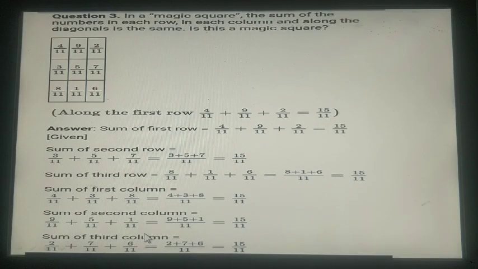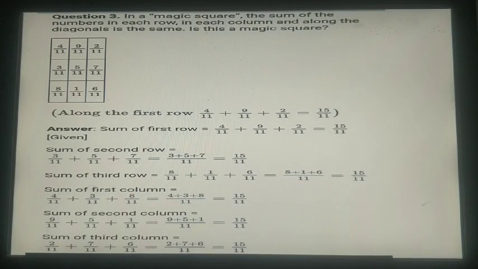So yes, children, here we can very well verify that the sum of all the fractions given to you in each column is equal to the sum of fractions given to you in each row. So yes, the answer is yes, this is a magic square.